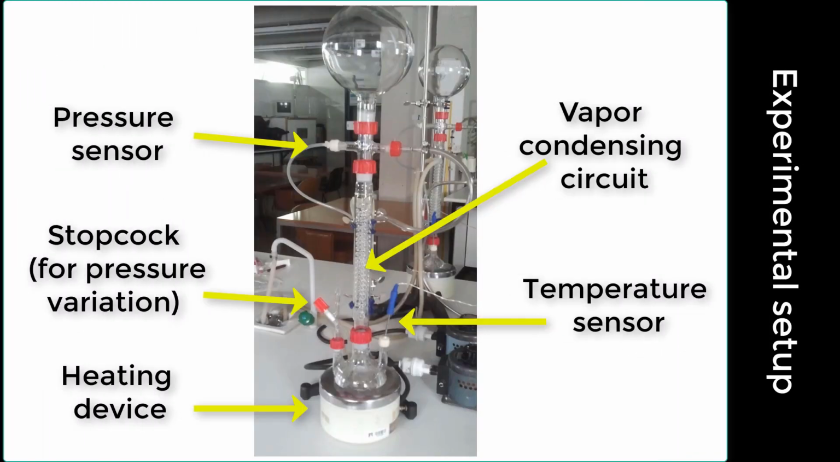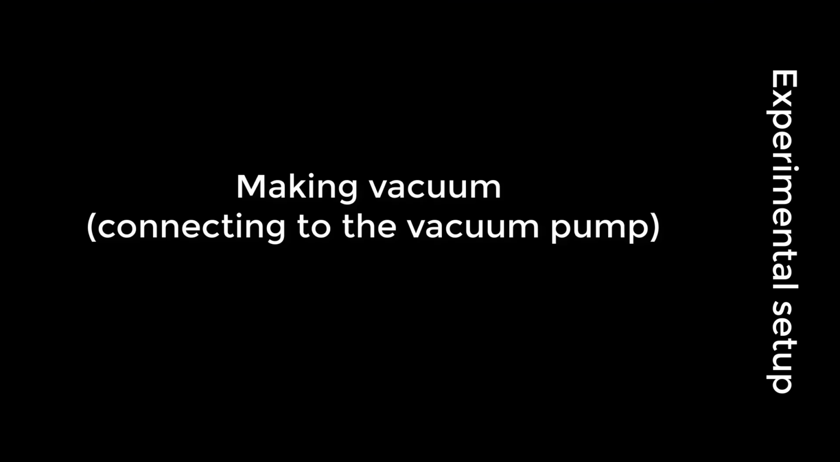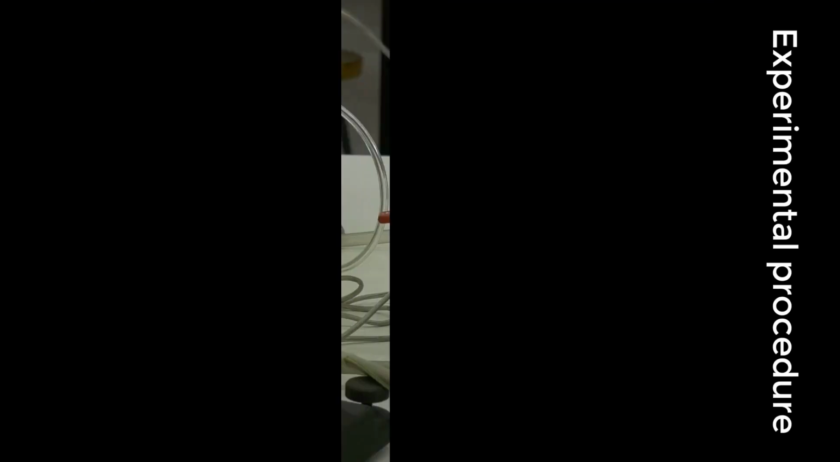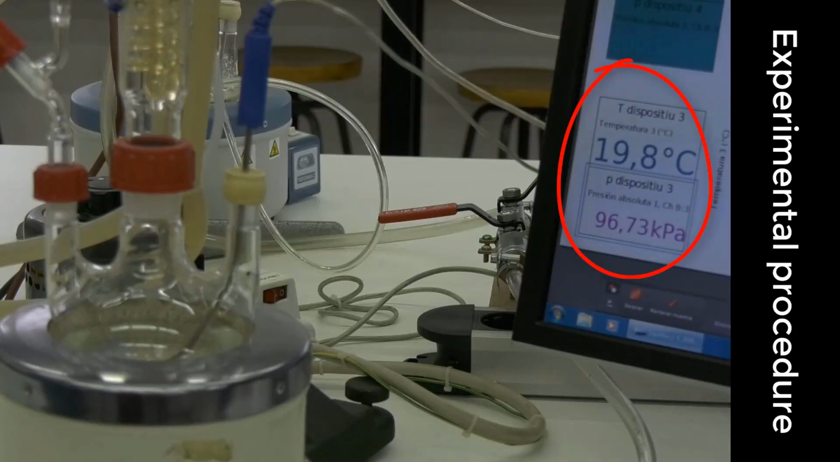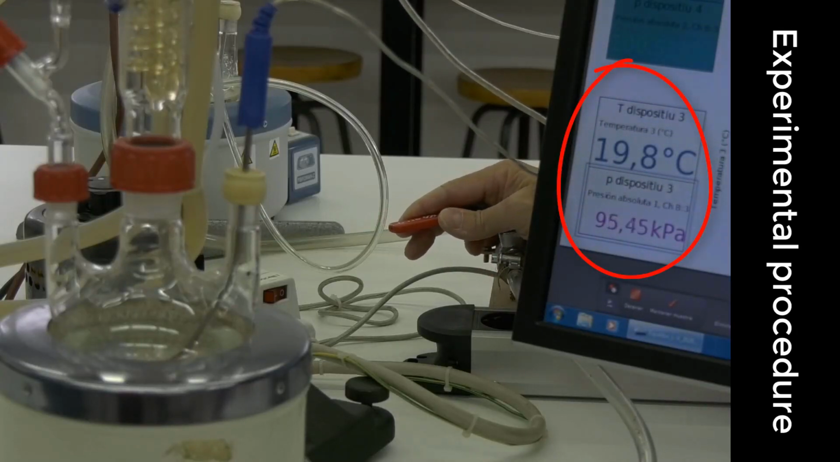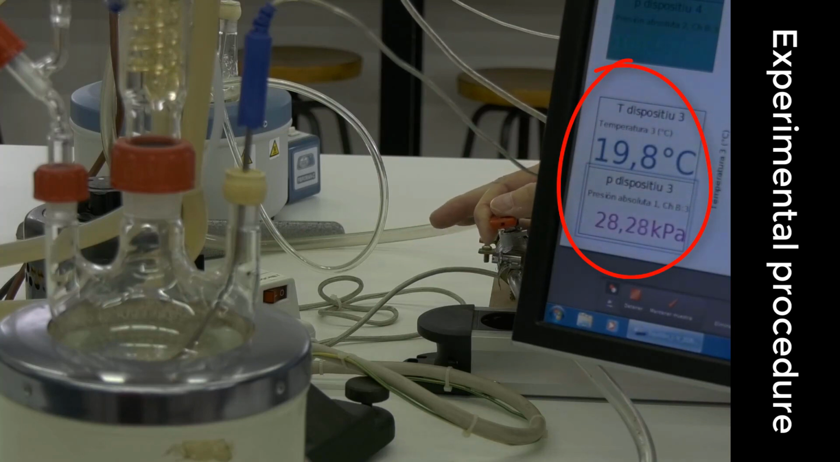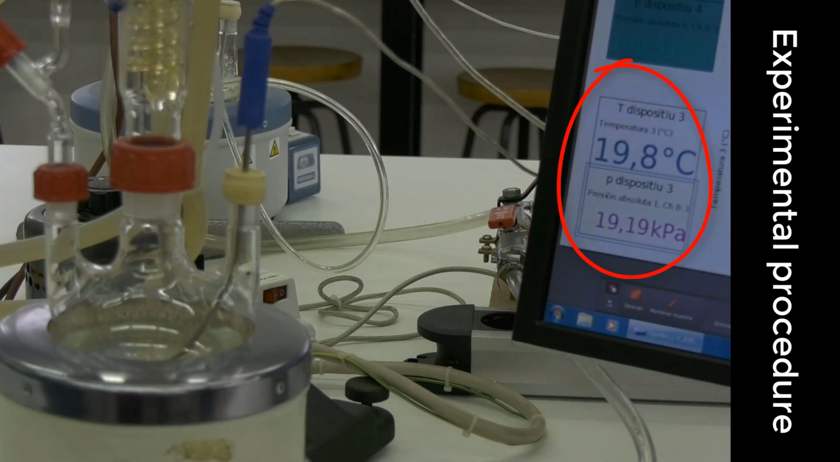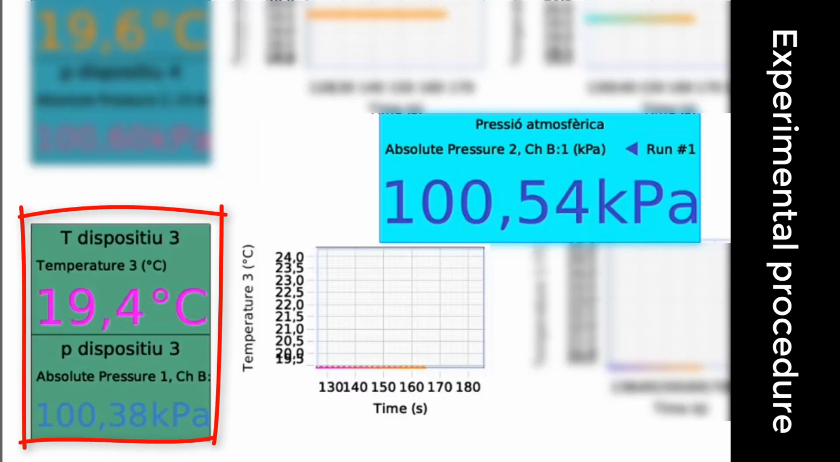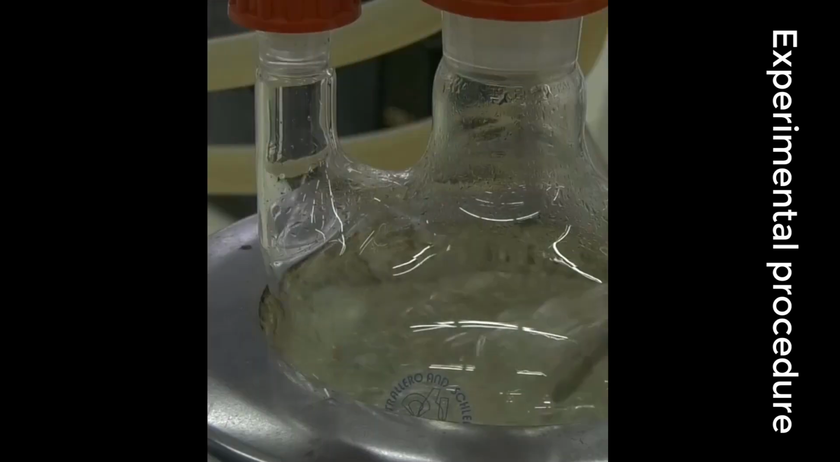The experimental setup is shown here. Recall that the liquid is placed inside the glass flask and can be conveniently heated with a round bottom flask heater. We first pump the system to lower the pressure. And the display shows continuously the values of pressure and temperature inside the flask. Notice how the pressure is decreasing upon pumping. The value of atmospheric pressure is shown at the center of the screen for your guidance.